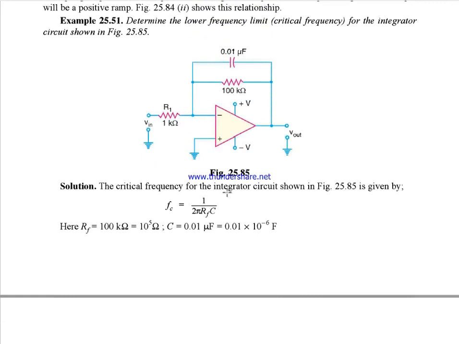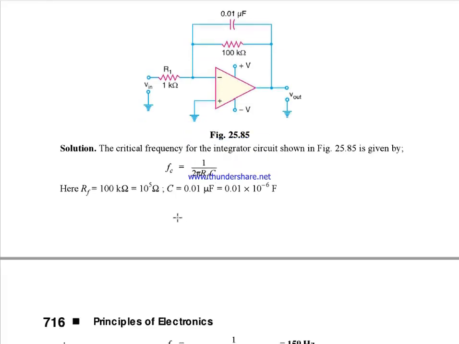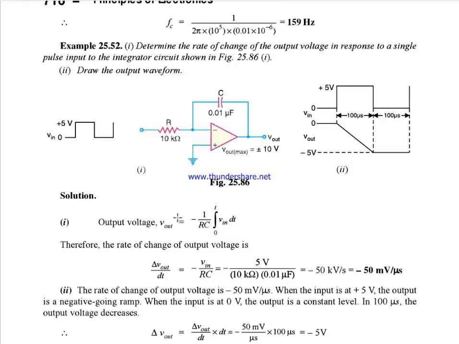Let's look into another example. Determine the lower frequency limit or the critical frequency for this integrator, and we have the equation for critical frequency 1 by 2 pi RfC. The values of Rf and C, everything is given. Applying, you will get the value.